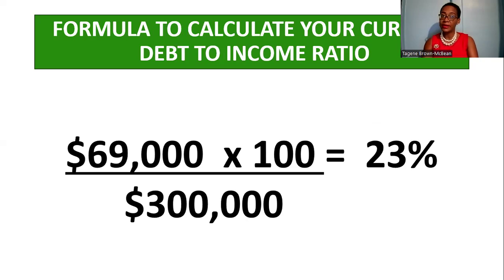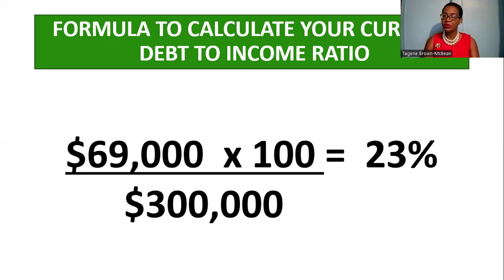So here is the formula. And now we have inputted your information. So 69,000, that is your total debt payment for the month, times 100 divided by 300,000, which is your gross monthly income. And we get 23%. All right. So we're moving along. So your debt to income ratio is 23%.